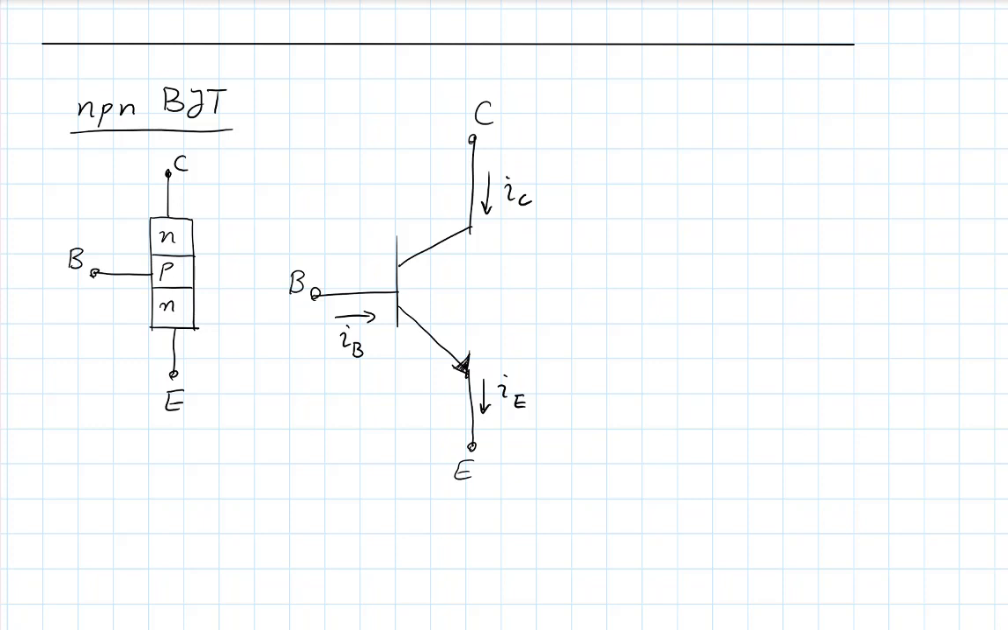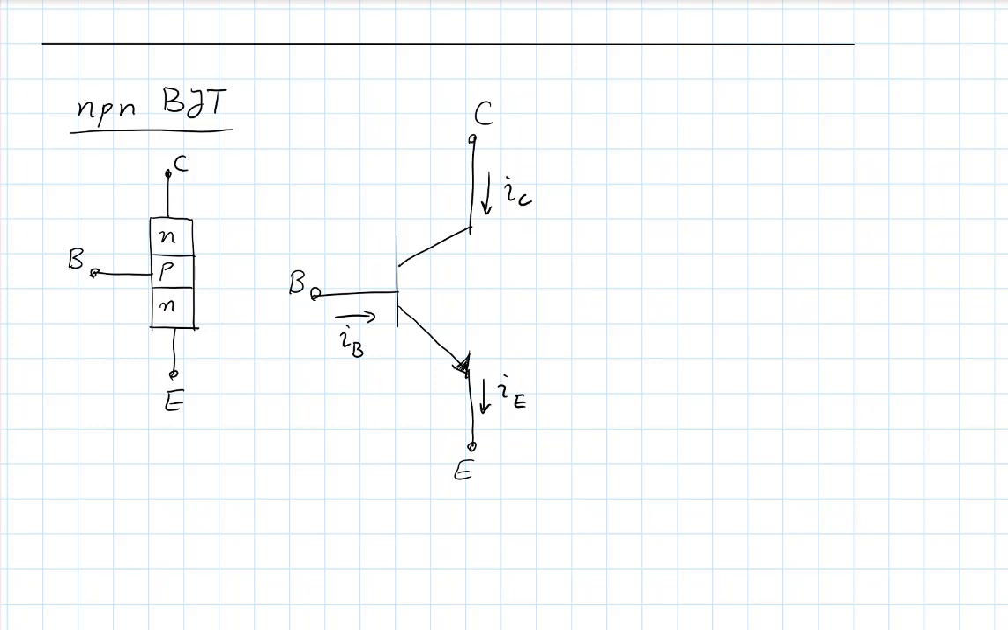By the way, the reason we have indicated the directions like this is that during the active operation of the device, in the active mode, this is the direction of the currents. So these would be positive values. If you wanted to define them in another way, then you would have some negative values in active operation. So this is a very convenient convention.